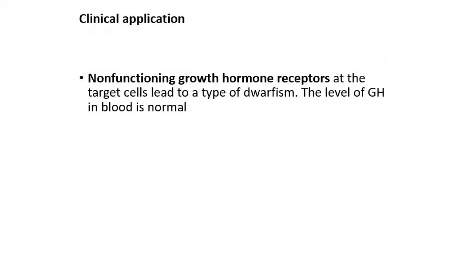Clinical application. A non-functioning growth hormone receptor at the target cell leads to a type of dwarfism. The level of growth hormone in the blood is normal. If the receptors are not functioning well and the hormone level is normal, this patient should be treated with something enhancing the receptor, not given the hormone, because the level of the hormone is normal.